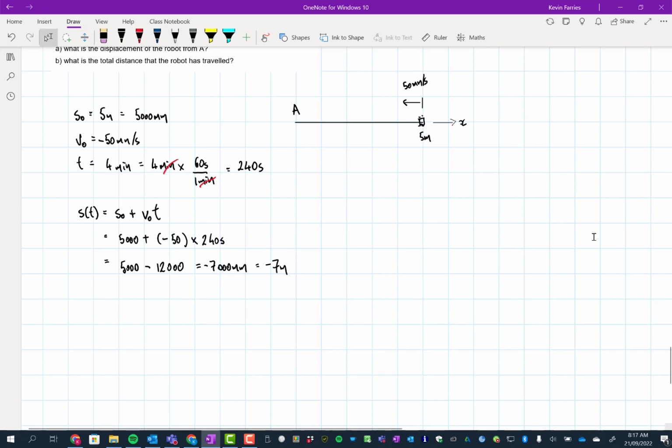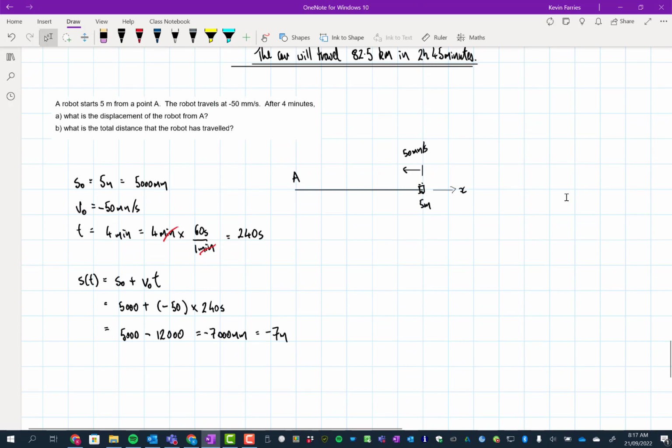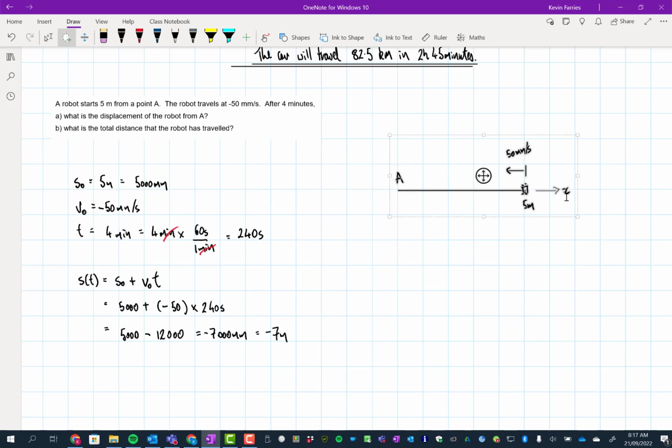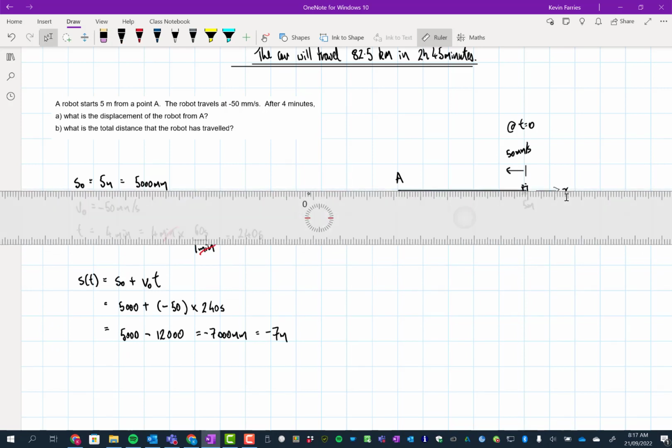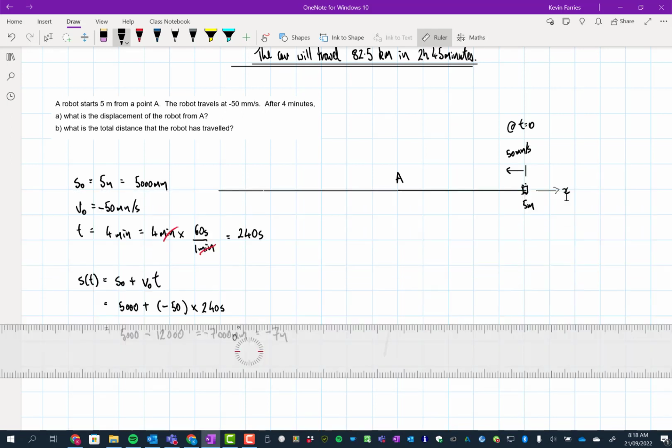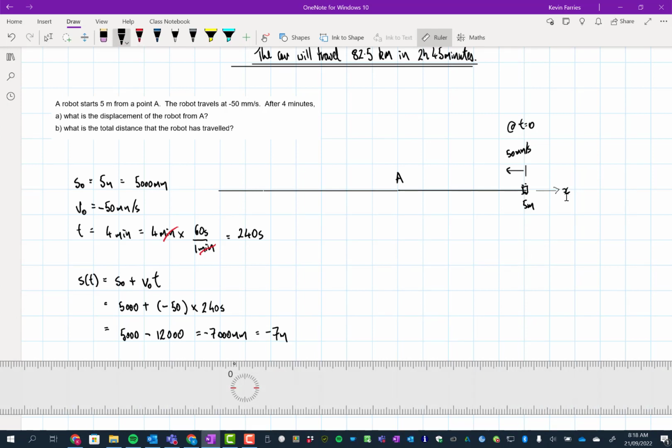And does that make sense? So let's have a think about this. So it's going 50 millimeters every second. And what it's actually going to end up with, so this is going to be at time equals 0. And then let's just draw where it's going to end up. So it's going to head all the way through here, and it's going to end up at minus 7. 1, 2, 3, 4, 5, 6, 7. Scale's not great, but anyway.